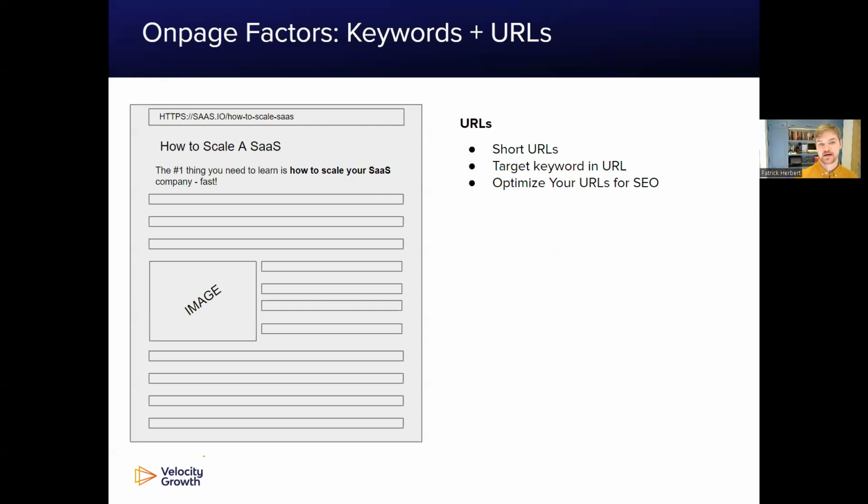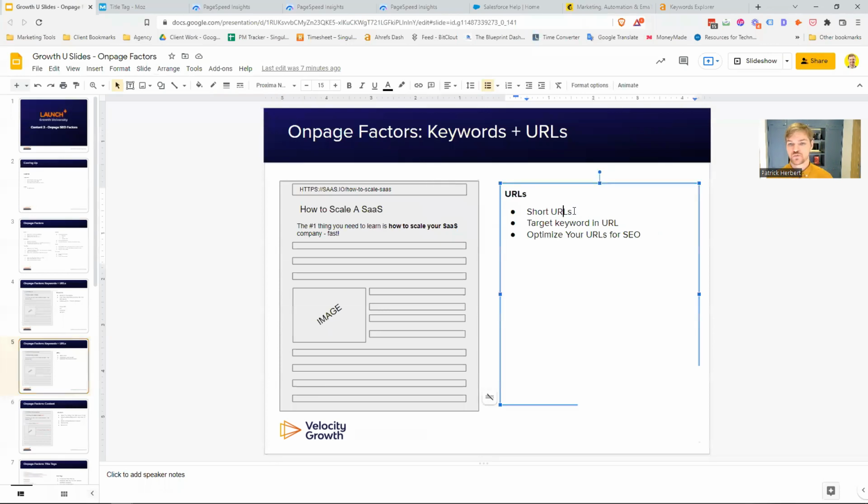However, I can see that how to scale a SaaS starts to get a little bit too long. So the best thing you can do when talking about short URLs is say, hey, I want this URL to have somewhere between 3 and 5 words max. So after the slash I want 3 to 5 words max. I don't want any more than that, it's going to get too lengthy. I would say 3 to 4 is probably better, but you may squeeze in 5 if it's a short one. So I've got how to scale SaaS here.